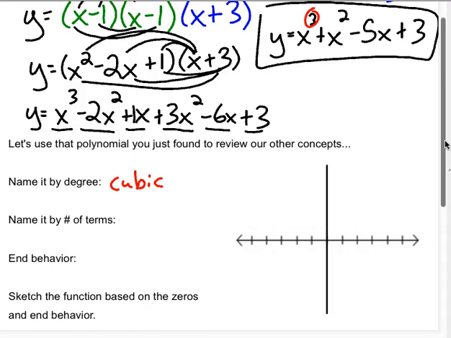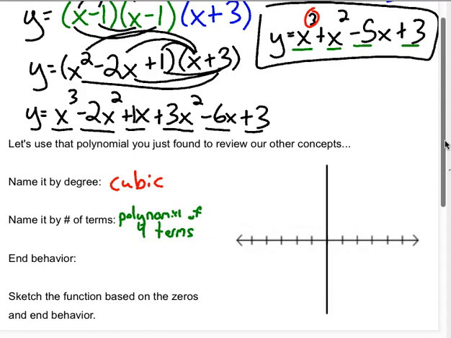How many terms does it have? Well, 1, 2, 3, 4. So remember, there's no special name for that, so we just say polynomial of 4 terms.